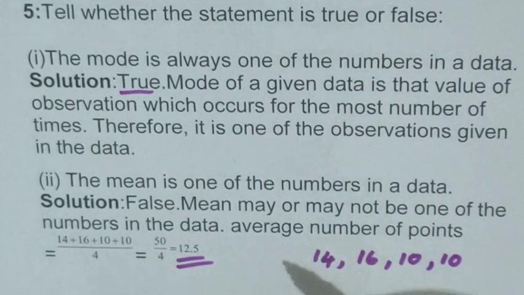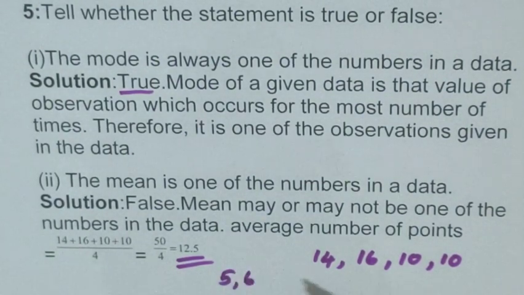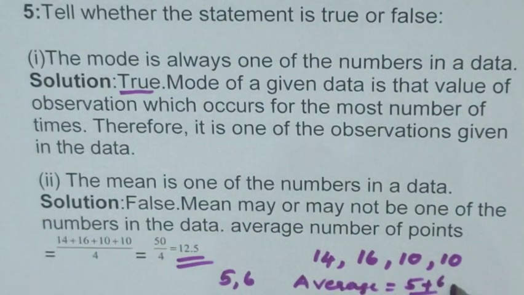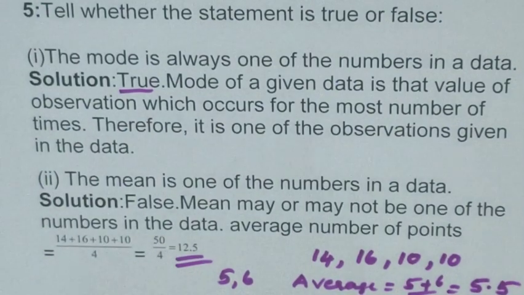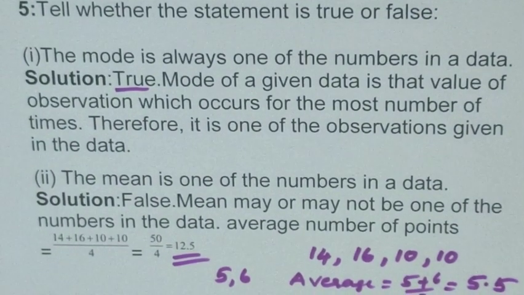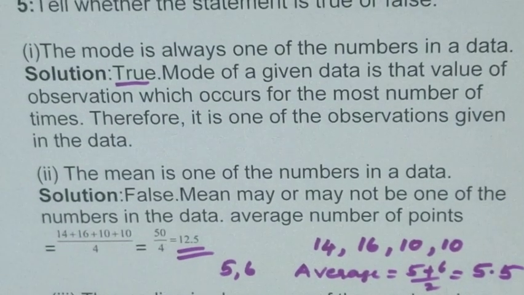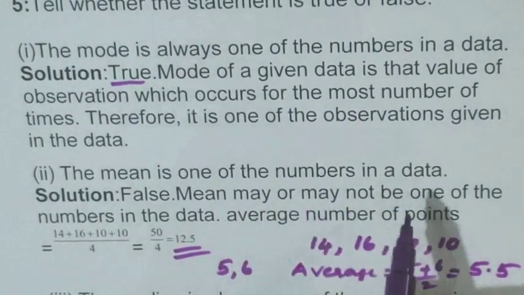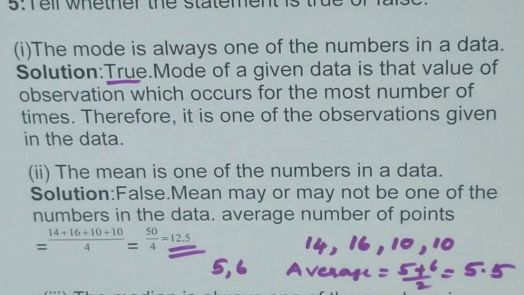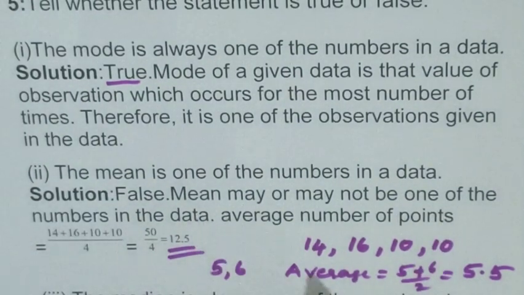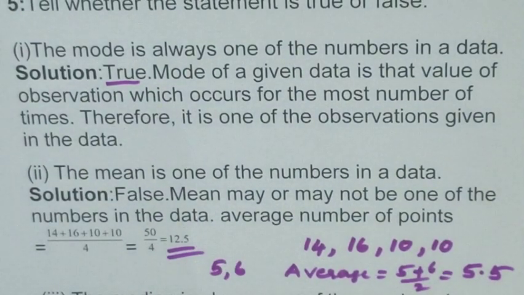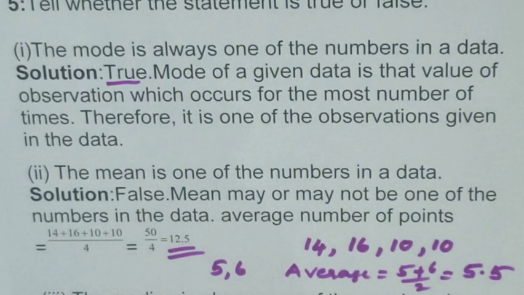Take just two numbers, 5 and 6. What is the average here? 5 plus 6 divided by 2 is 5.5. In this case also we can see that 5.5 is not one of the observations in the given data. So the statement that the mean is one of the numbers in a data is not always true, so we write false. These two are examples; write one of the examples in your homework copy as an answer.